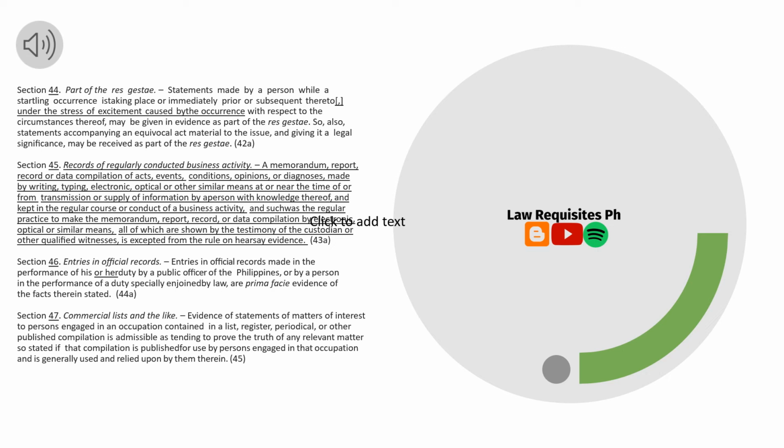Section 46. Entries in official records. Entries in official records made in the performance of his or her duty by a public officer of the Philippines, or by a person in the performance of a duty specially enjoined by law, are prima facie evidence of the facts therein stated. Section 47. Commercial lists and the like. Evidence of statements of matters of interest to persons engaged in an occupation contained in a list, register, periodical, or other published compilation is admissible as tending to prove the truth of any relevant matters so stated if that compilation is published for use by persons engaged in that occupation and is generally used and relied upon by them therein.